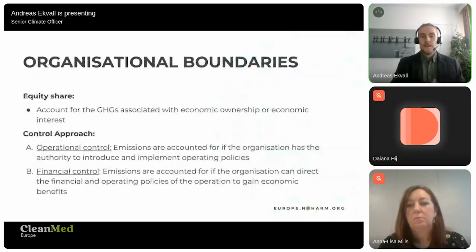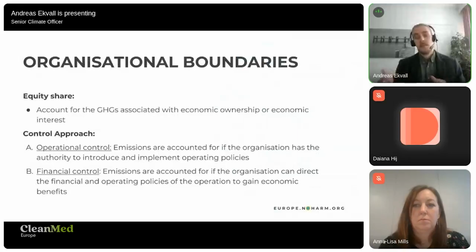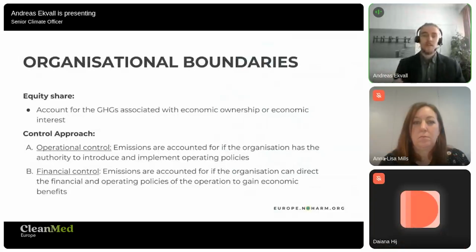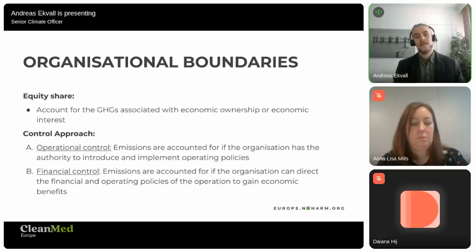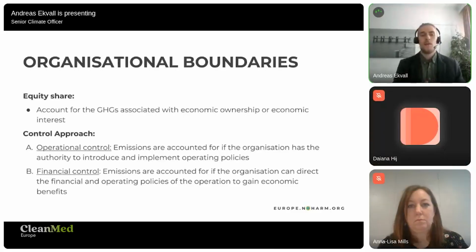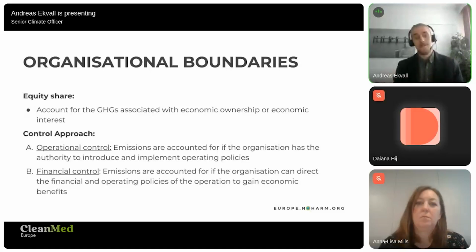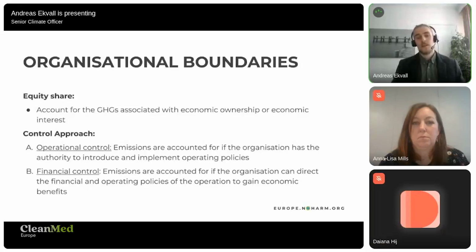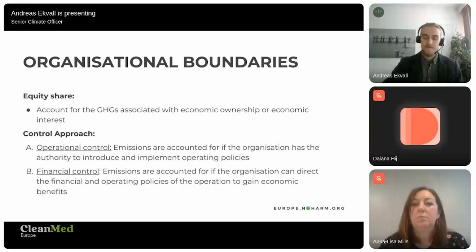There are 2 primary methods for establishing organizational boundaries. The first is the equity share approach. With this method, an organization reports greenhouse gas emissions in proportion to its percentage of economic ownership in a particular operation or organization. The second method is the control approach. Under this approach, an organization accounts for 100% of the emissions from any operation over which it has operational or financial control.